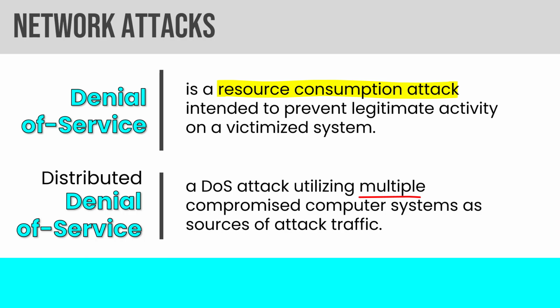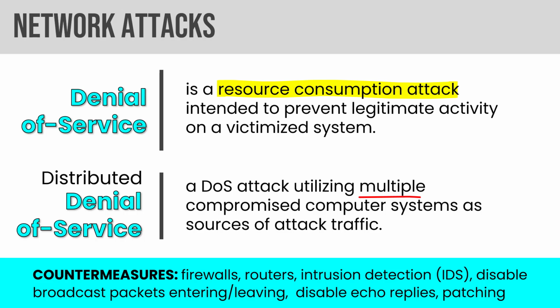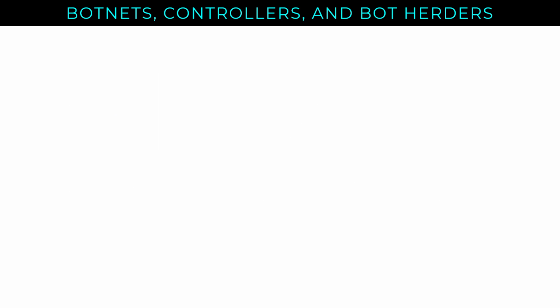And there are several countermeasures for denial of service attacks: firewalls, routers, intrusion detection, disabling broadcast packets that are entering or leaving your network, disabling echo replies, and keeping your patches up to date so you're dealing with software and OS vulnerabilities. Bear in mind that denial of service and distributed denial of service are a class of attacks. They're not necessarily specific attacks. So let's talk about a few common denial of service attacks.